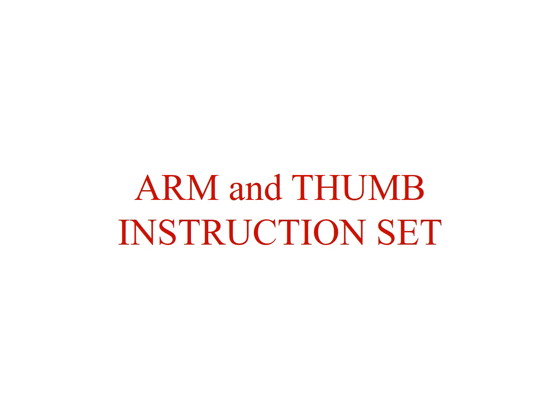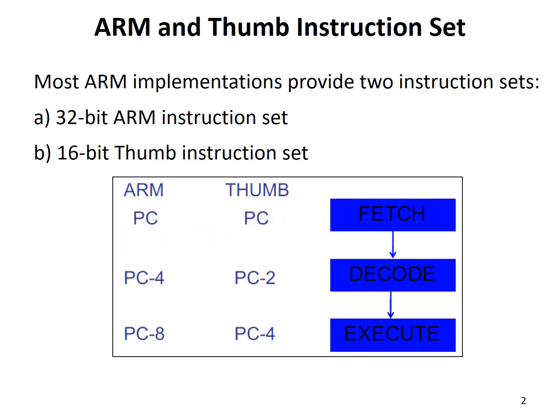Hello students, in today's class we are going to see about the ARM and Thumb instruction set. The ARM processor handles the 32-bit ARM instruction set as well as the 16-bit Thumb instruction set. Here we see how the ARM and Thumb program counter gets incremented when it is processing the instruction.